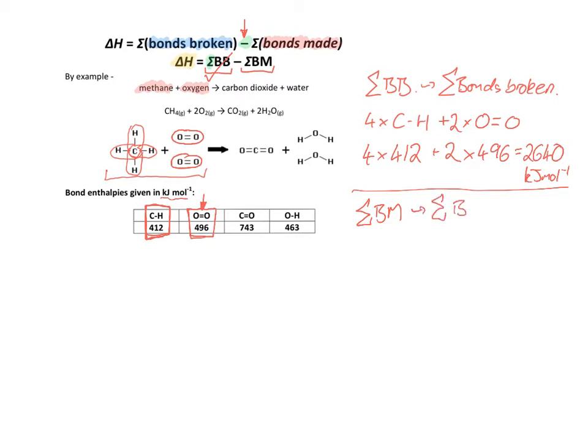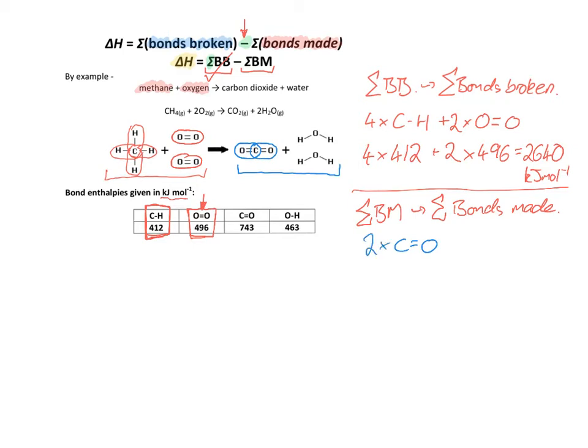Sigma bonds made. You have to do that for the examiner at GCSE. They like to see that. Okay, what have we got? Well, we are now dealing with the stuff on the right hand side, the stuff that has been made, the products. What have we got? Well, we've got a carbon-oxygen double bond. We've got at least one of them. How many of them have we got? One, which I've marked up, and the second one, two.